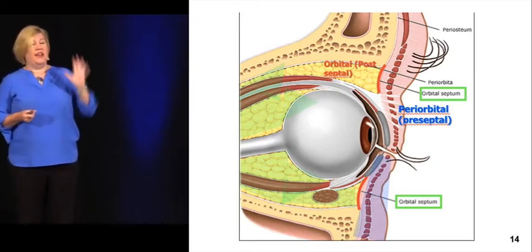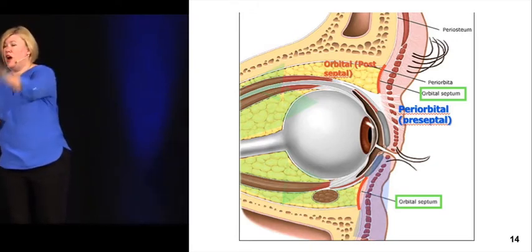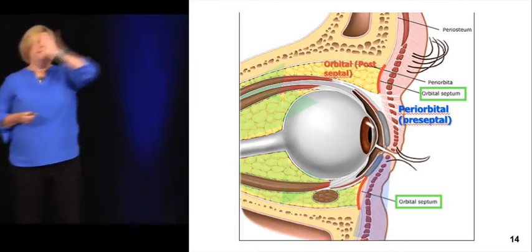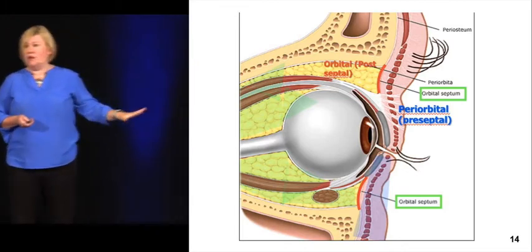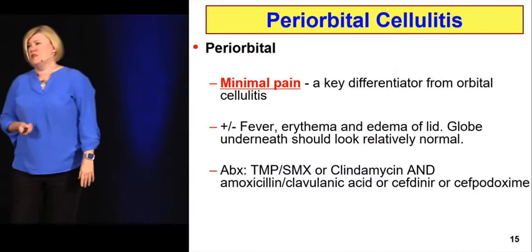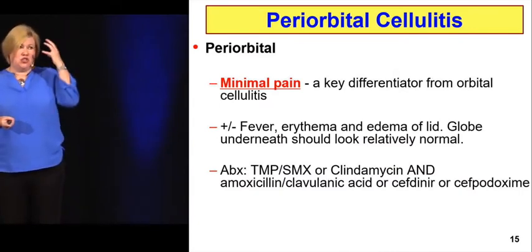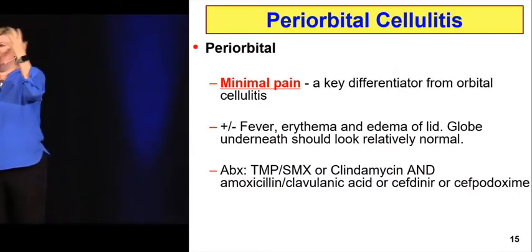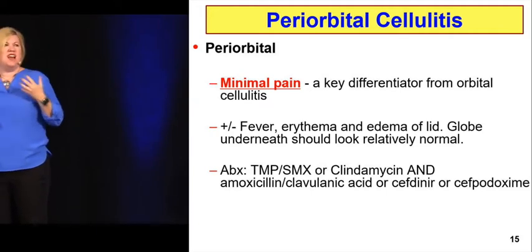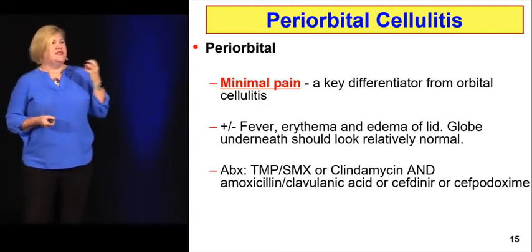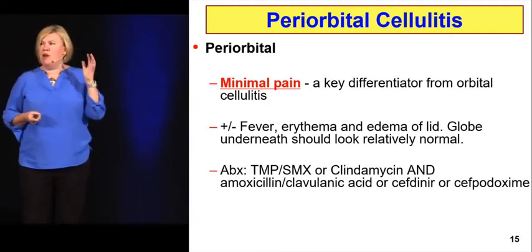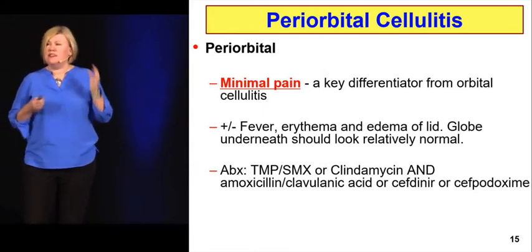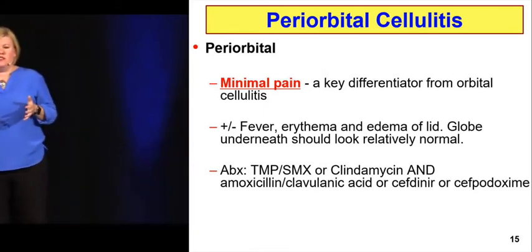So periorbital is in front of that septum, which is why we often call it preseptal. And then we have orbital cellulitis, which is in the back, and they really look quite different. Periorbital cellulitis, which we see externally, is cellulitis around the eye, but they often don't have a ton of pain. The globe itself looks normal, and as they move their eyeball around, it doesn't hurt that much, and that's a big differentiator from orbital cellulitis.